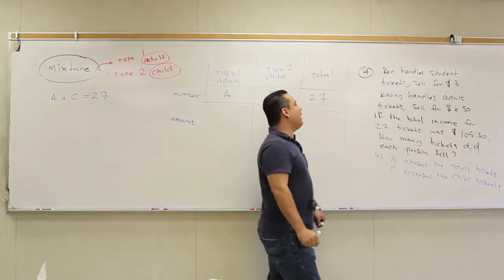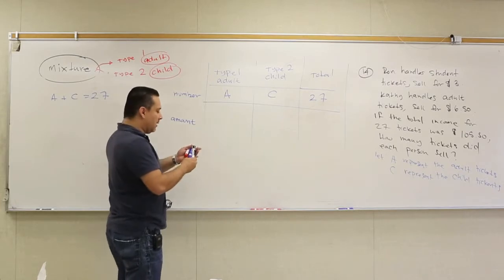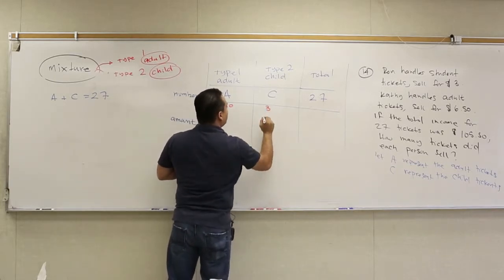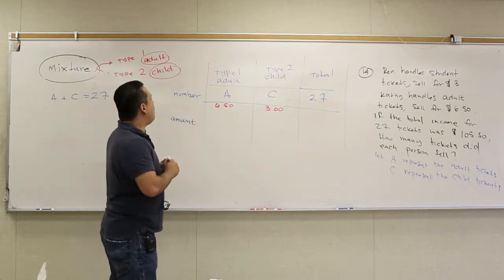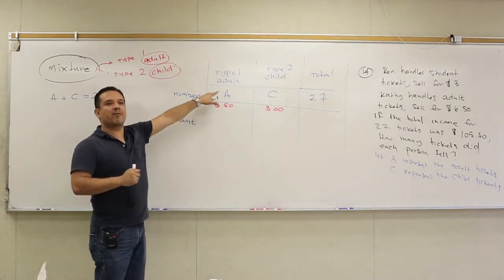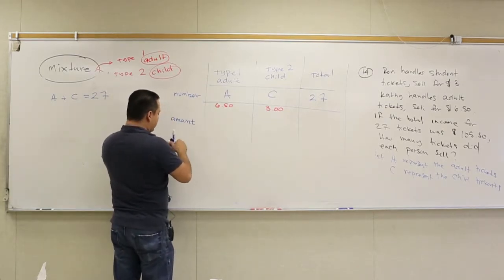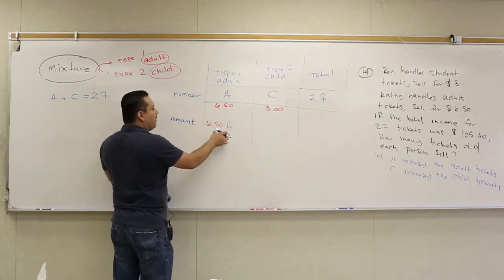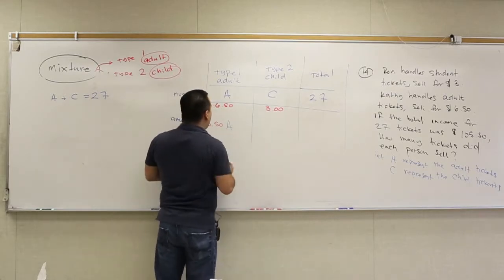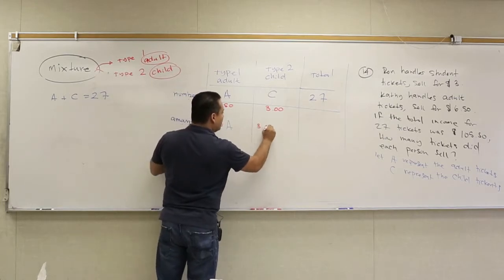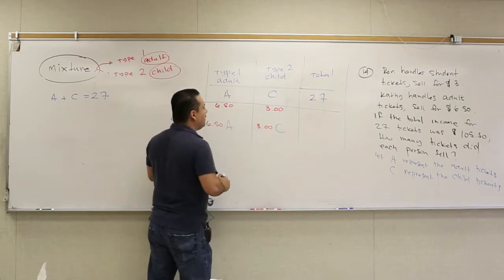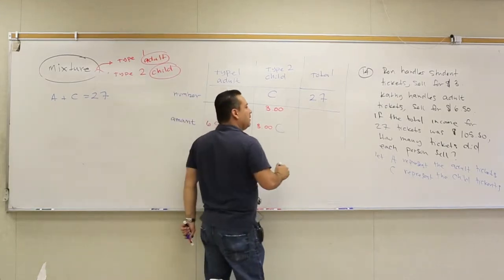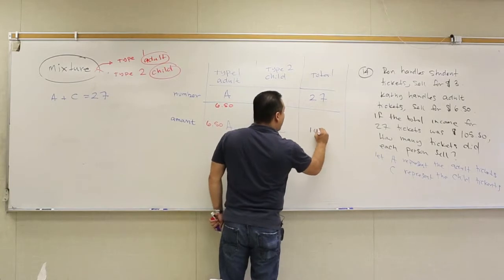Okay, so let's think about this. How much is an adult ticket? $6.50. How much is a child ticket? $3. So the rate of $6.50 times the number of adult tickets, doesn't that give me the dollar amount in terms of adult tickets? And then $3 times C, doesn't that give me the amount in terms of the child tickets? And then what happens when I add these? What should that total be? 105 point 50.